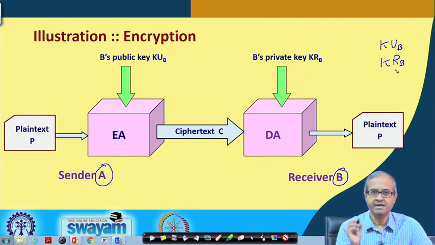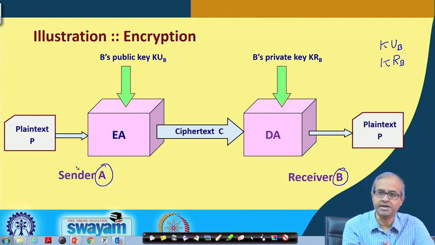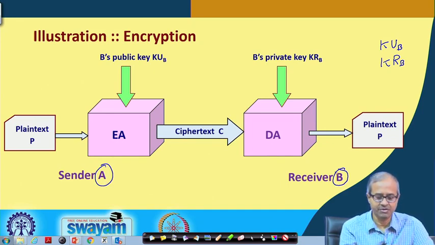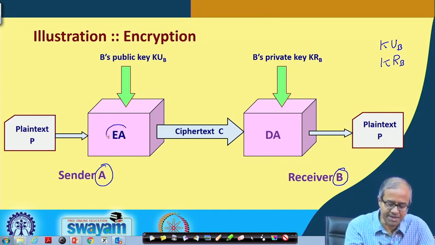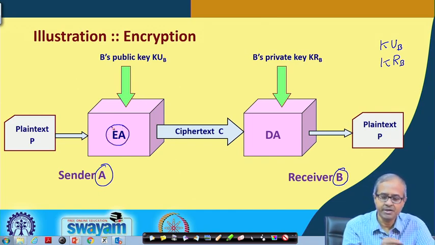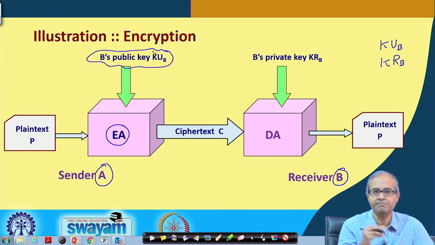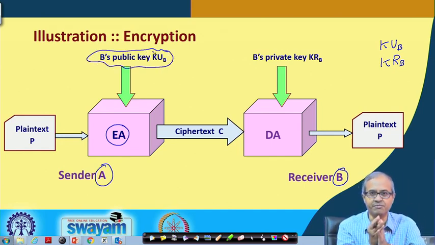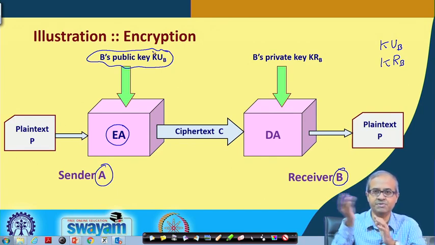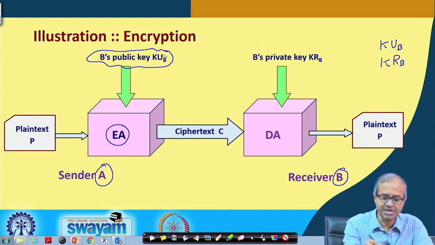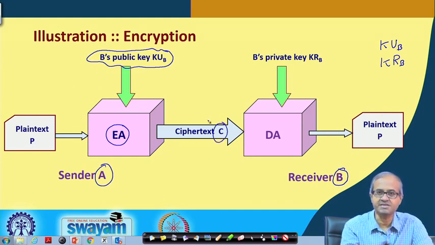The idea is that when somebody, in this case A, wants to send a message to B through encryption, there will be an encryption algorithm which will be using B's public key. B's public key is supposed to be known by everybody. So, A also knows that. Using B's public key, this plain text is getting encrypted into the ciphertext.